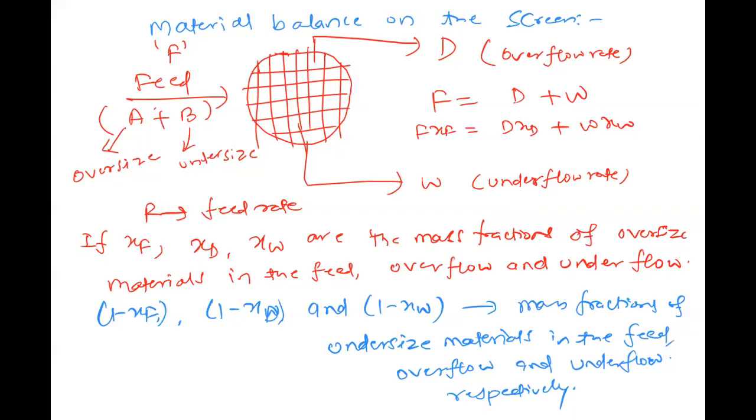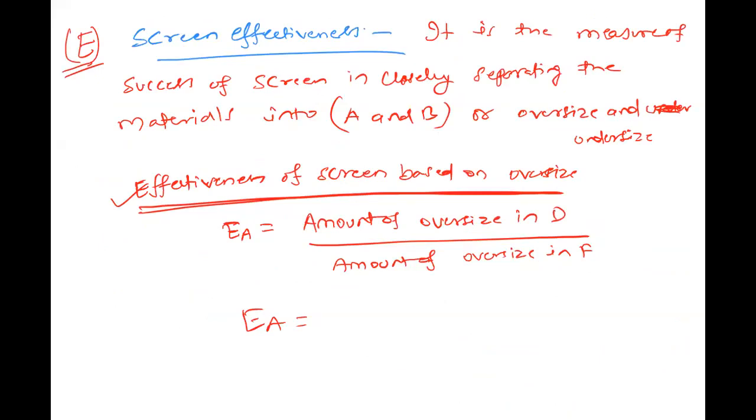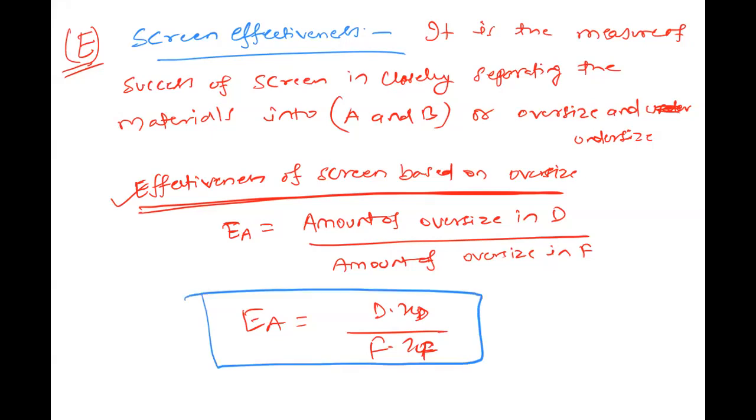Based on oversize. If I just finish the effectiveness factor, then I will write material balance on that. Are you agree with this statement? So I want to write this effectiveness based on oversize. So it is D into XD divided by F into XF. Just write this effectiveness based on oversize.